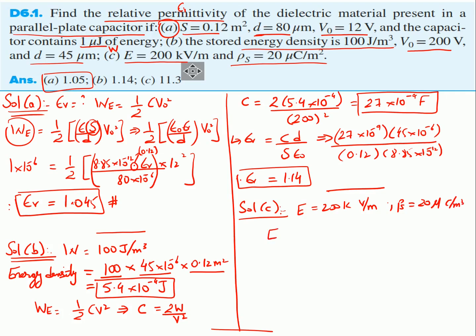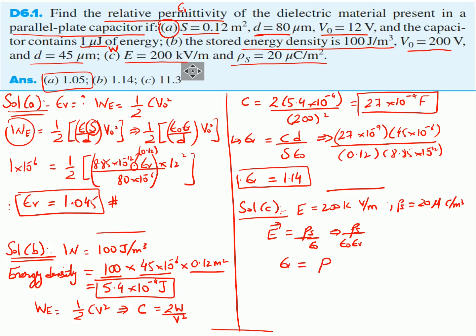We know that the electric field intensity of a sheet charge distribution is rho s divided by 2 epsilon, and this is for one sheet. When we have two sheets like a parallel plate capacitor, this will be epsilon only. So this is rho s divided by epsilon. Then we can say epsilon can be divided into epsilon naught into epsilon r, and thus epsilon r can be figured out from here.